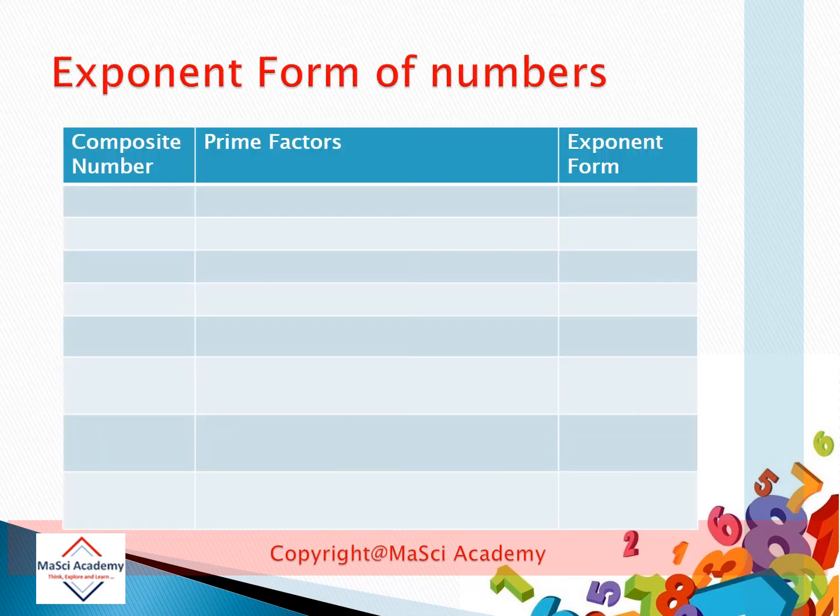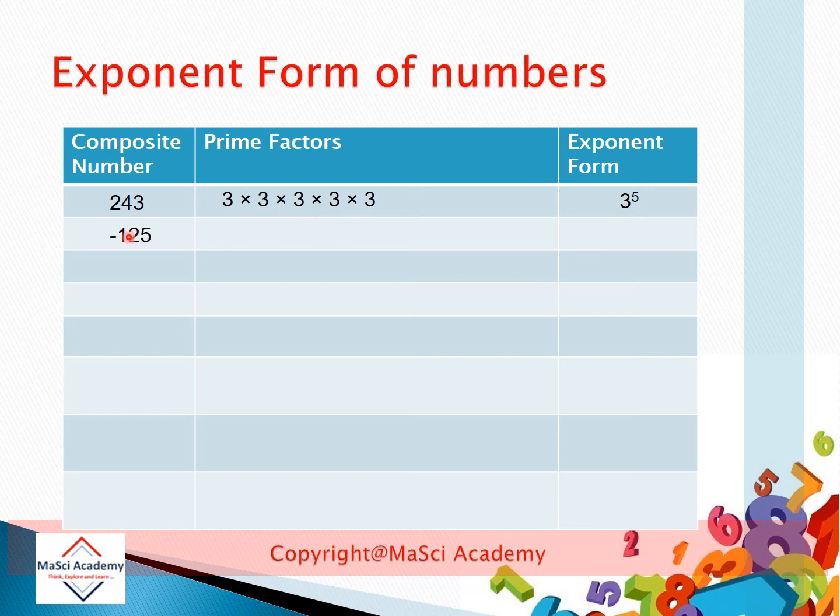Now let's see how we can convert certain numbers to exponent form. For example, 243. We first find all the prime factors of 243. In this case, it is 3 cross 3, cross 3, cross 3, cross 3. So this is written as 3 to the power 5 because 3 is being multiplied by itself 5 times.